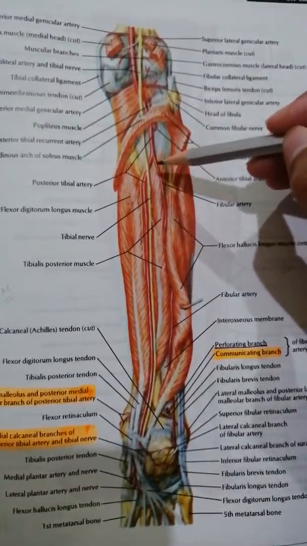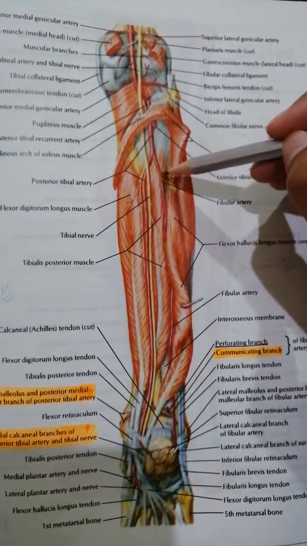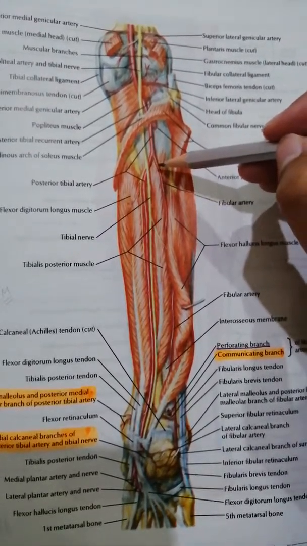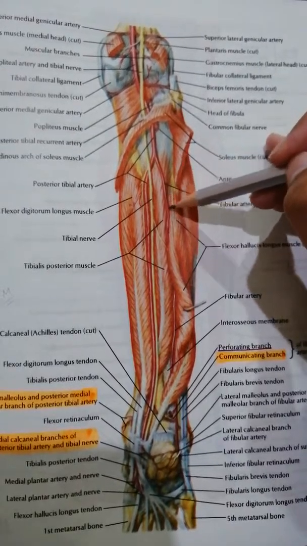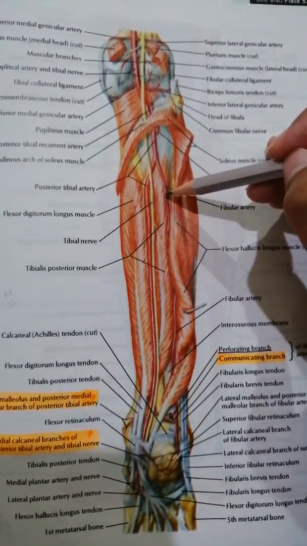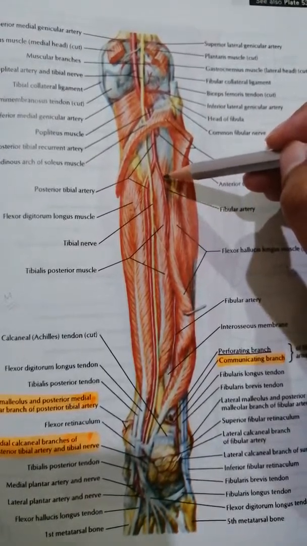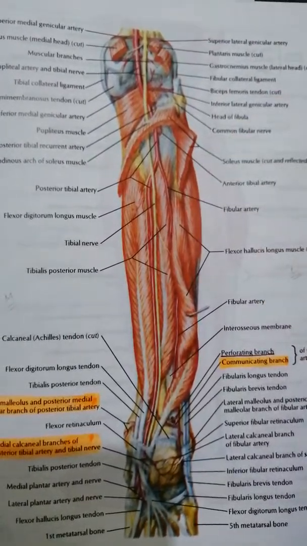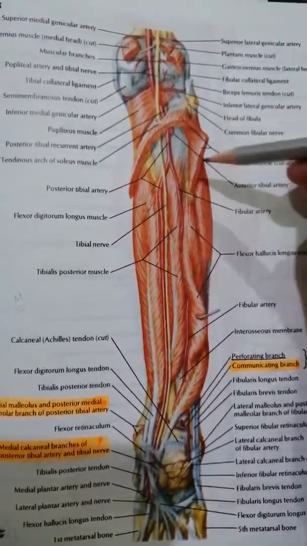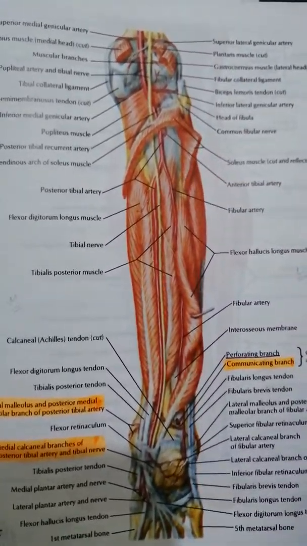Hey guys, this time we'll be talking about the peroneal artery, also known as the fibular artery. The peroneal artery is an artery of the lateral and the posterior compartment of the leg, which is a part of the lower limb. So we'll be talking about this artery in multiple aspects.